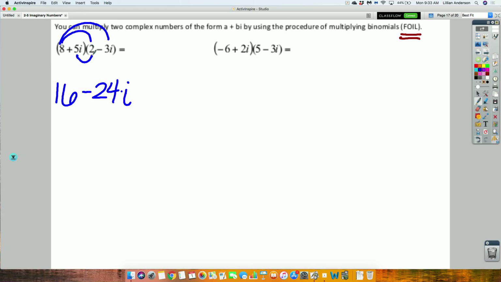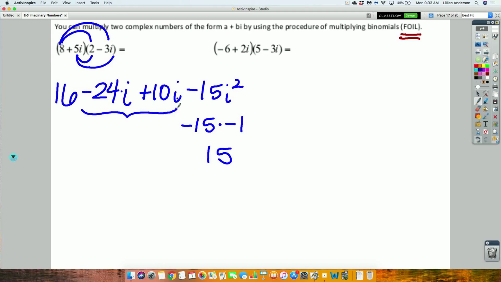Inner. What's 5i times 2? 10i. And last. What is 5i times a negative 3i? Negative 15i squared. Now, you can go further. What is i squared? Negative 1. So this is a negative 15 times a negative 1, which becomes what? Positive 15.